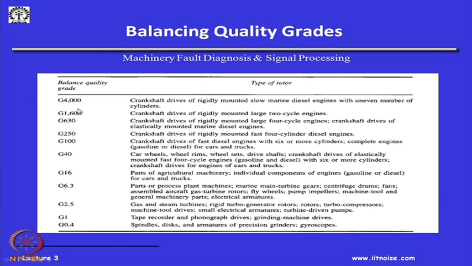When you have, say, G 1600, it is for crankshaft drives of rigidly mounted large 2-cycle engines and marine engines, etcetera. So, for small gas turbines, steam turbines, rigid generator sets, it is G 2.5. So, the balance quality grade to which we have to balance is actually specified by such standards.